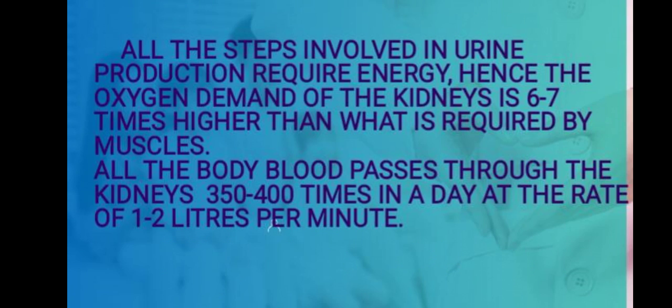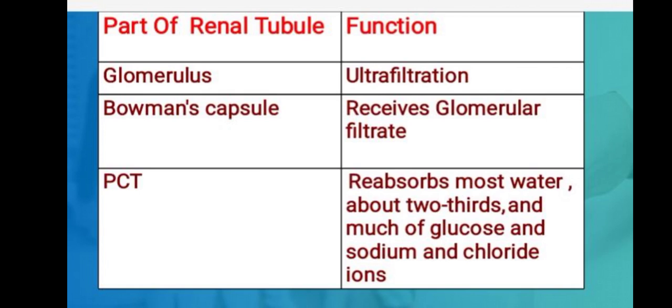All the steps involved in urine production require energy. Hence, the oxygen demand of the kidneys is 6 to 7 times higher than what is required by muscles. All the body blood passes through the kidneys 350 to 400 times in a day at the rate of 1 to 2 liters per minute.